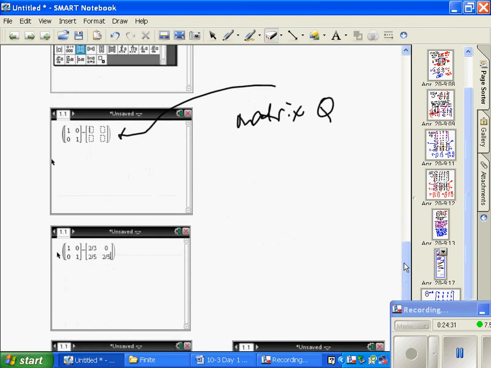In my next slide right here, you're seeing matrix Q typed in. That's my 2/3, 0, 2/5, 2/5. You don't really have to use your fraction key. Just hit 2 divided by 5, and it shows up like that. The fraction key I started to use, and it just looked like it was too much there.